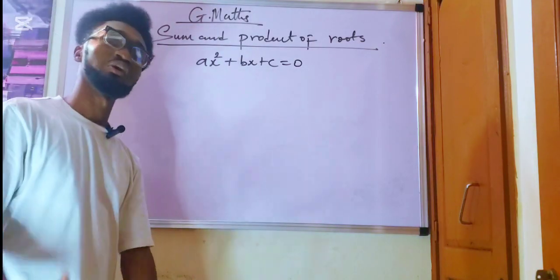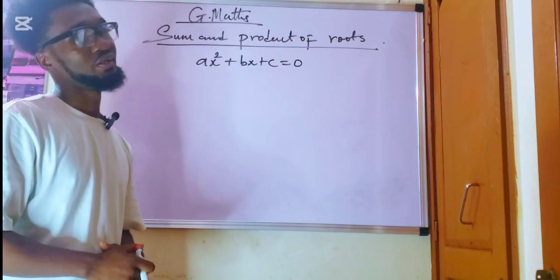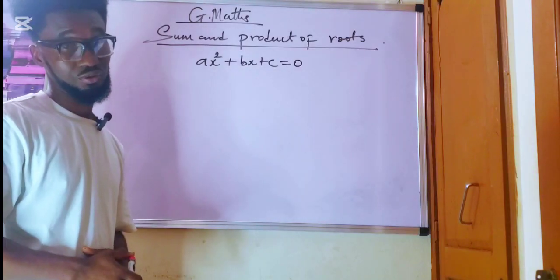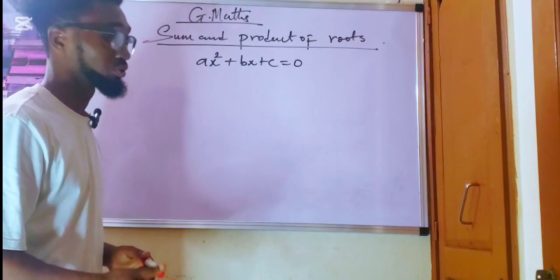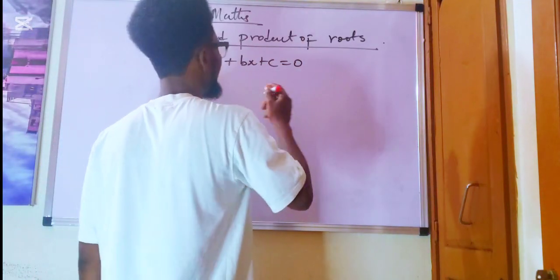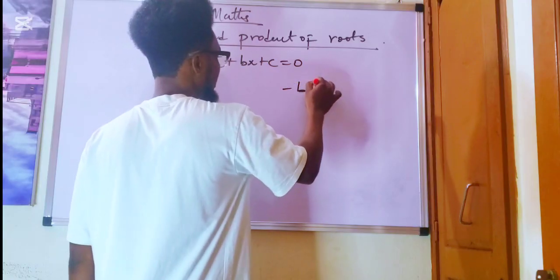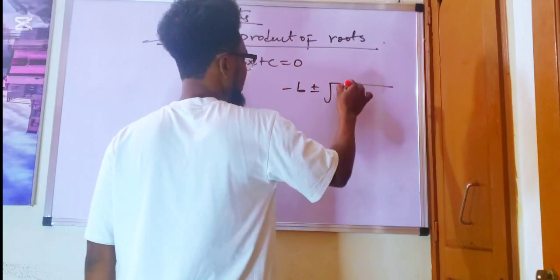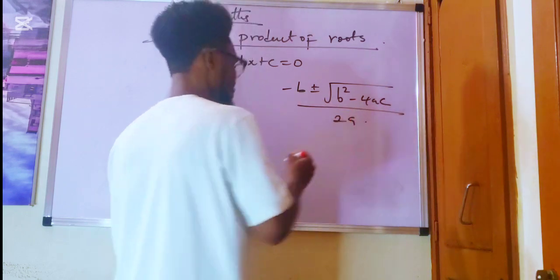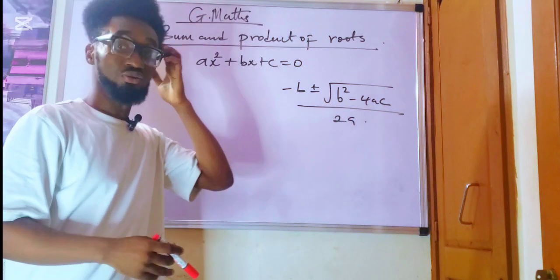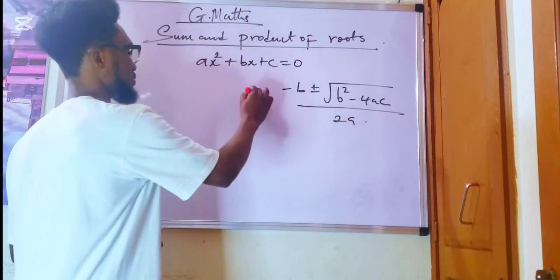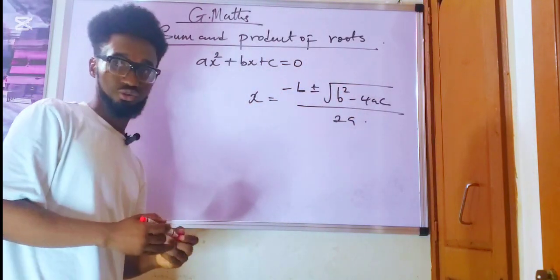using the completing the square method, and we were able to derive the root of this equation. And the root of the equation, when solved with the completing the square method, is x equals minus b plus or minus the square root of b squared minus 4ac, divided by 2a. So these are the roots of this equation. When we solve this using the completing the square method, we have that x is equal to these roots.